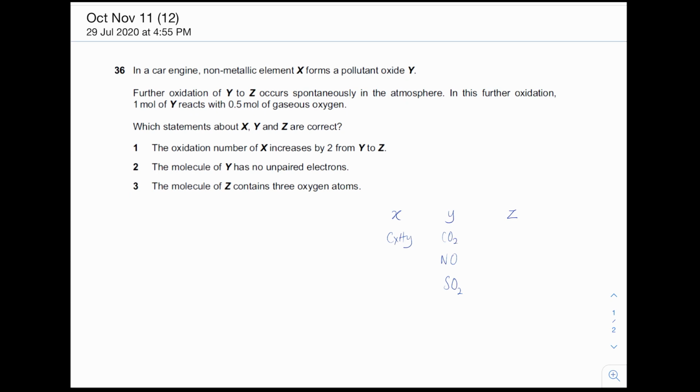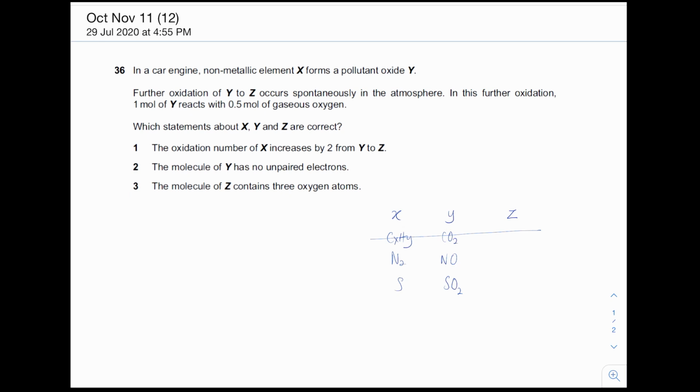Alright, so the next thing we need to look at is the other elements. For this, the element could be N2, and for SO2, the element could be S. So the non-metallic element X forms pollutant Y. So basically, we can eliminate this possibility. Why? Because this is not an element. They just want an element. This is a combination of two different elements.